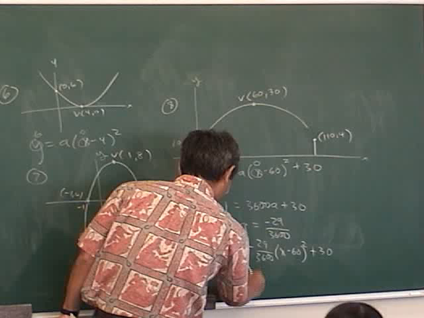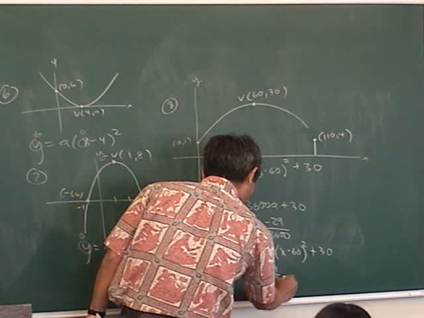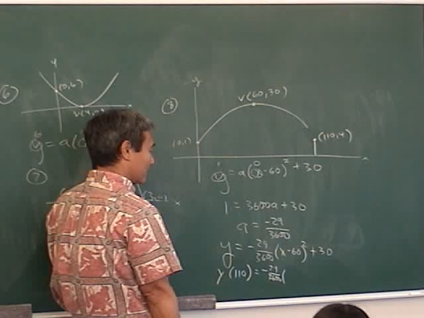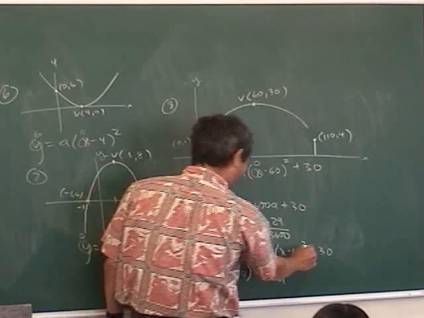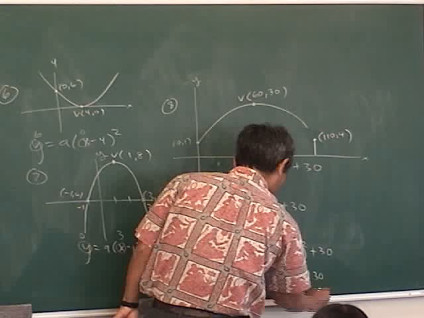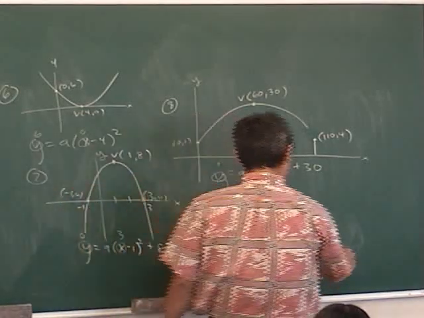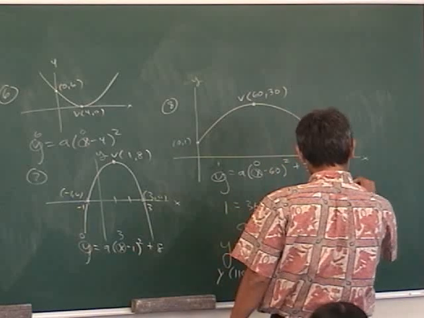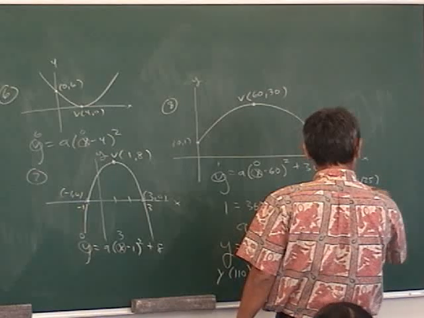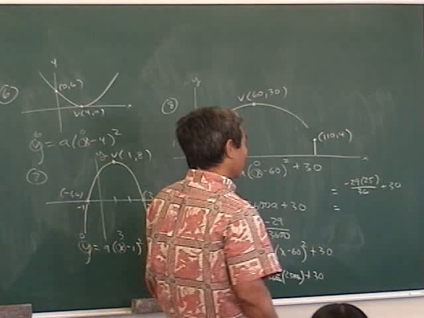Plug in 110 for x, so you get negative 29 over 3600. Okay, now what is 110 minus 60? It's 50, and then you square it. You don't even answer the question yet. That's why you guys have problems. Oh, but look, these two zeros cancel those two zeros. So what do you have? You have negative 29 times 25 all over 36, plus 30. How do you simplify this? You multiply 4 to 36.